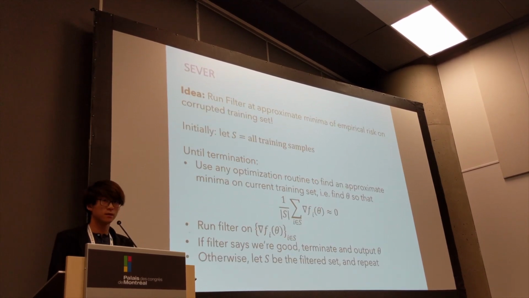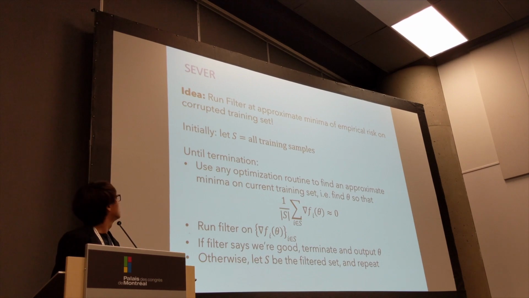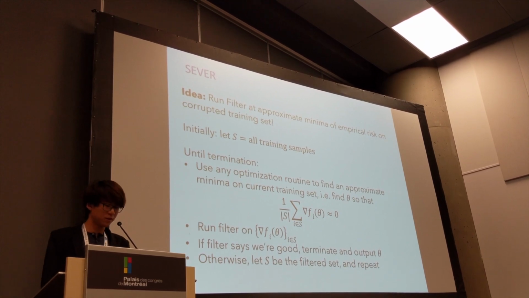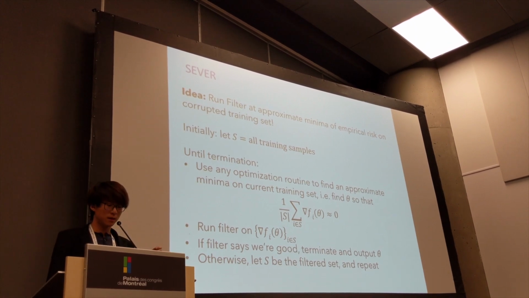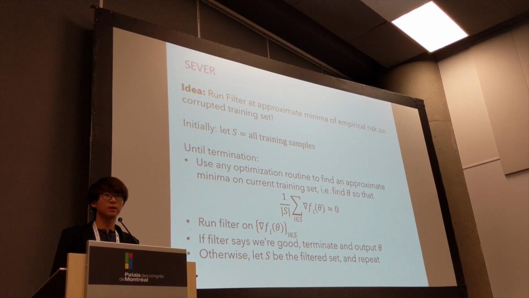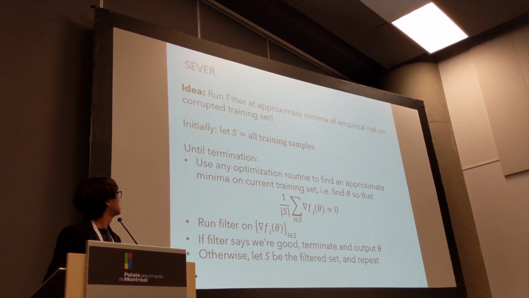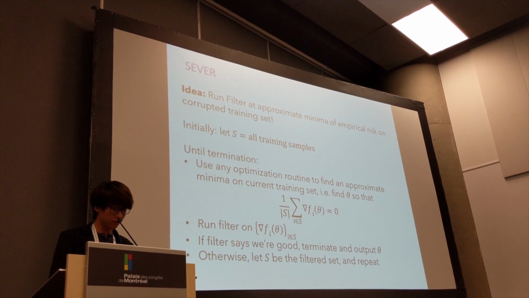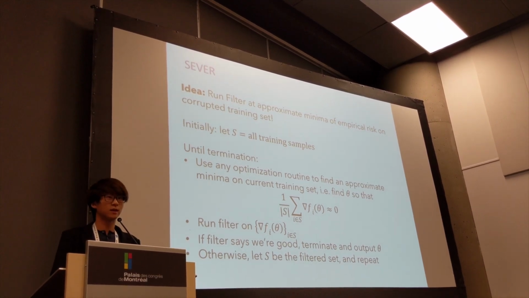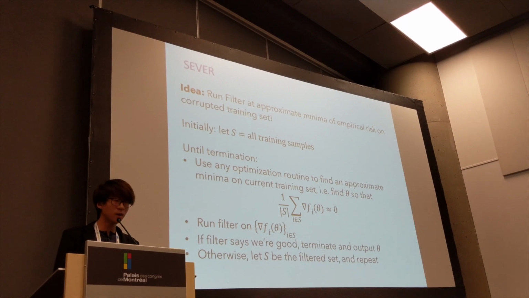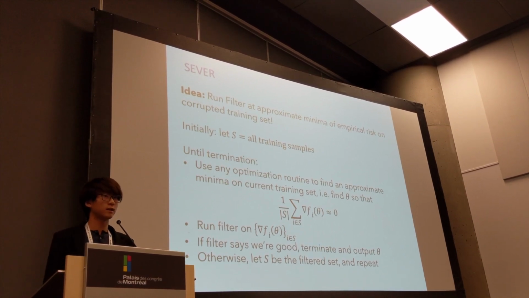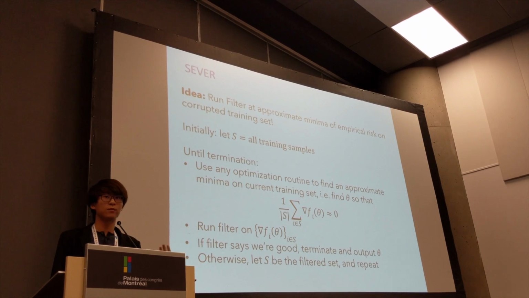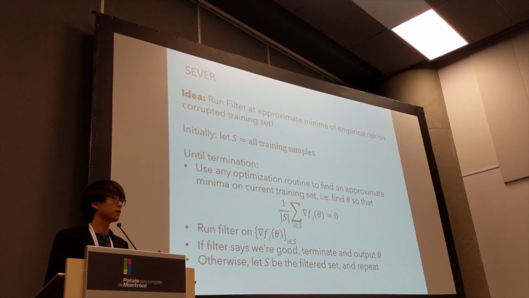Here's our idea. This is the main idea of our algorithm Sever, which is to run the filter, specifically use the filter, not just any robust mean estimator, and only do this when you've already approximately minimized the empirical learning loss. So what do I mean? Here's how the algorithm works. It's very simple to describe. Initially, we let S be the set of all training examples, so we assume everything is good. Then until termination, we repeat the following process. Use any black box optimization routine to find an approximate minimum on the current training set. In other words, find a point where the empirical gradient of the risk is 0, or about 0.